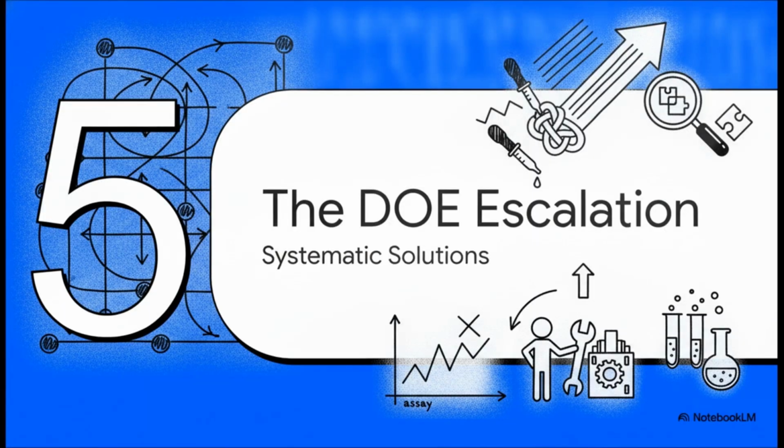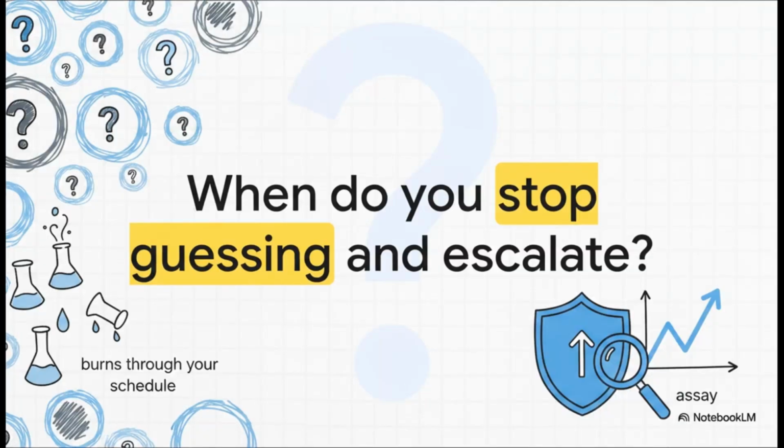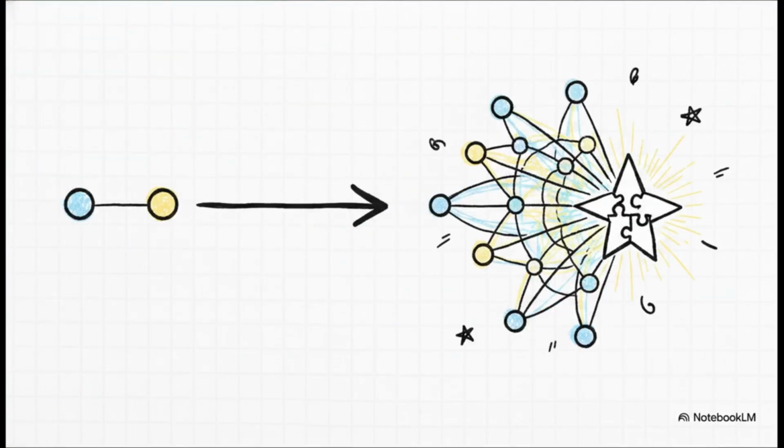Section 5. The DOE Escalation. Systematic Solutions. So eventually, manual one-factor-at-a-time testing reaches its limit. Ask yourself this. At what point do you stop randomly swapping buffers and finally bring in the heavy artillery? Ad hoc troubleshooting? Just trying a different buffer to see what happens? It mostly just generates ambiguous data and burns straight through your project schedule. These right here are your clear indicators that it is absolutely time to switch from manual tests to a systematic design of experiments, or DOE.